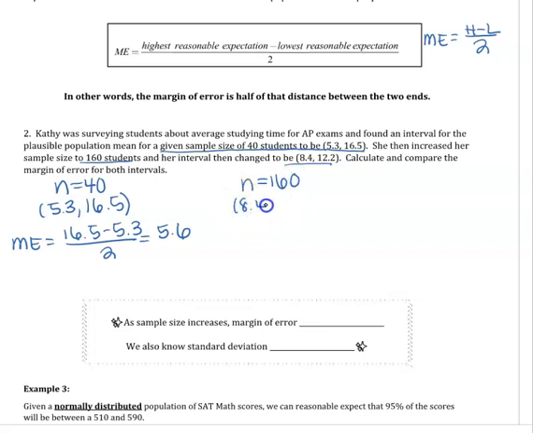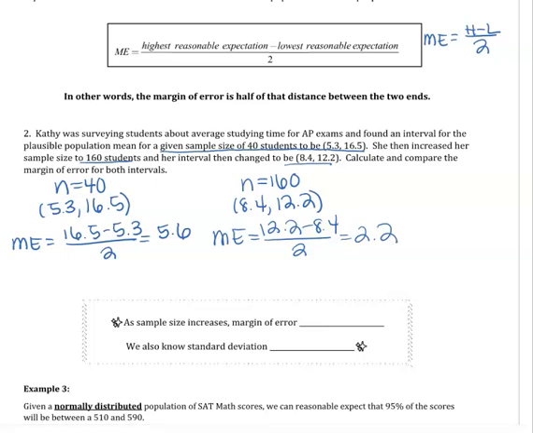Now she'll do the same thing for 160. Now again, that interval was 8.4 to 12.2. So high minus low. Oops, let me rewrite this again. High minus low divided by 2. And you get a 2.2 when you do that. So, what do we notice here? Well, we went from n equals 40 to n equals 160. So what you're seeing is your sample size increased. What happened to our margin of error? Decreased.